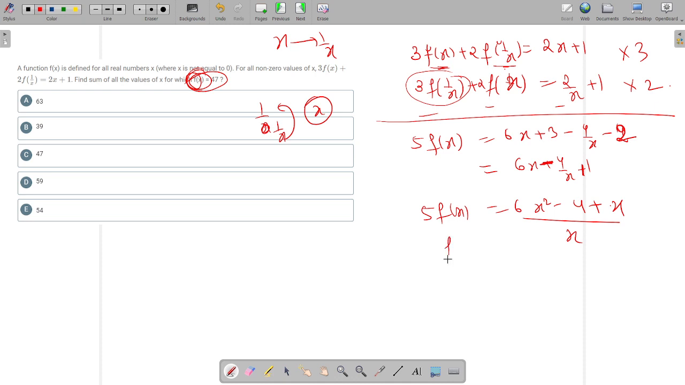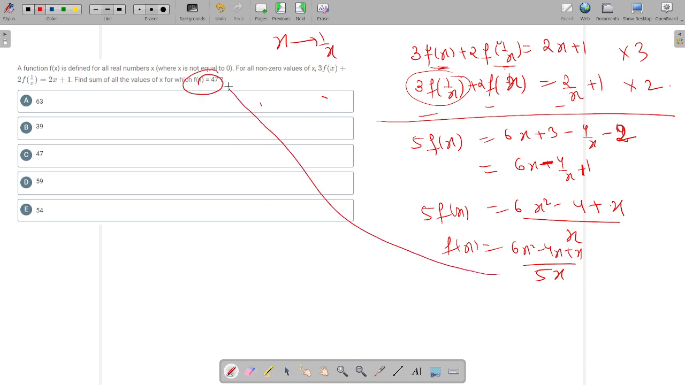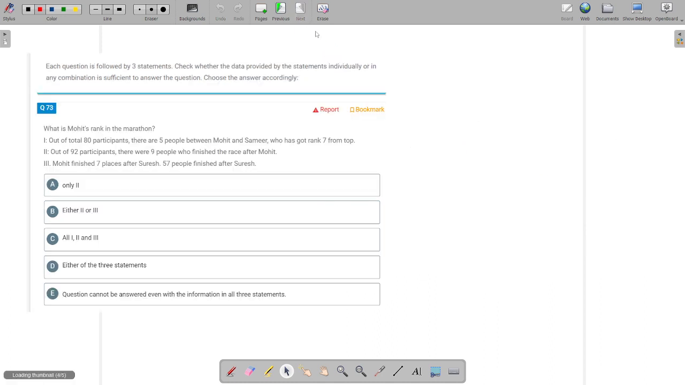So fx we got how much? fx we got 6x square minus 4x plus x upon 5x. Now after this, it is very simple, very plain calculation. For the sum of the values of all x for which fx is equal to, just equate them and solve them. I'm leaving this to you, and let me know the answer in the comments as soon as you solve this.